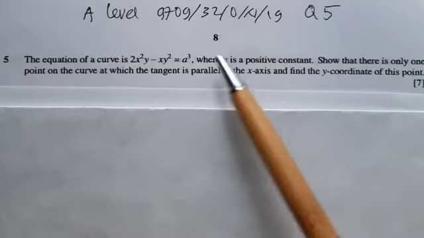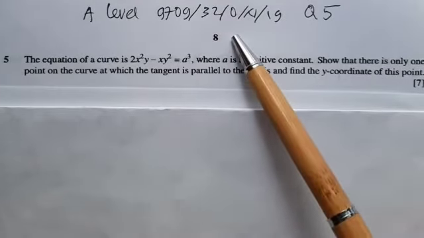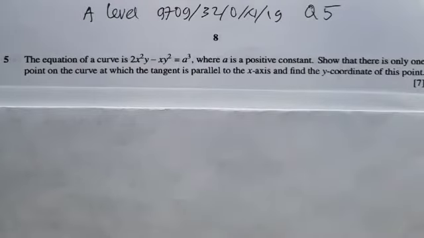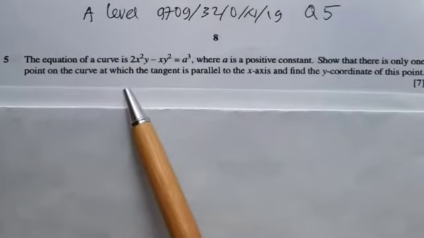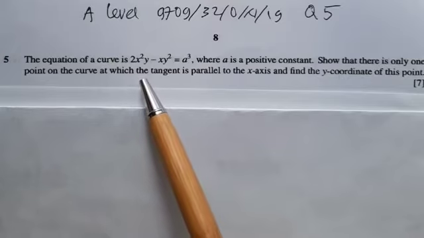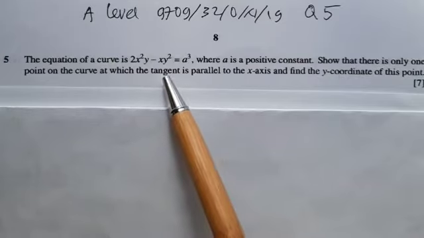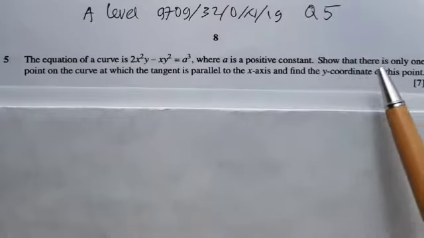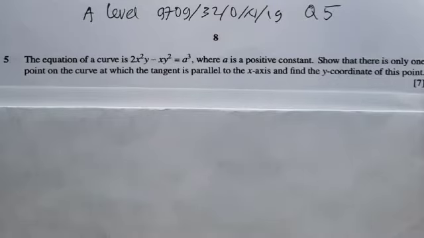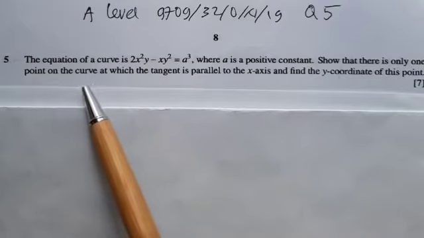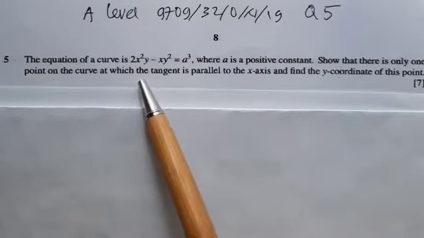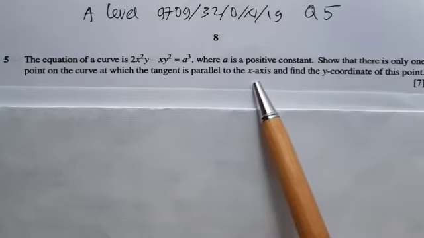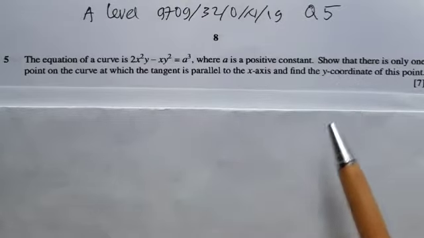A-Level Math, paper 32, October/November 2019, question number 5. The equation of a curve is 2x squared y minus xy squared equals a cubed, where a is a positive constant. Show that there is only one point on the curve at which the tangent is parallel to the x-axis, and find the y-coordinate of this point.